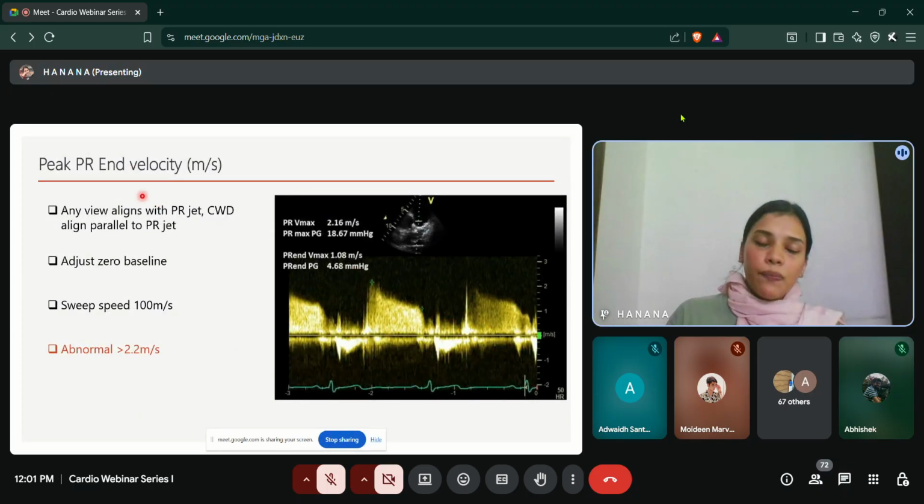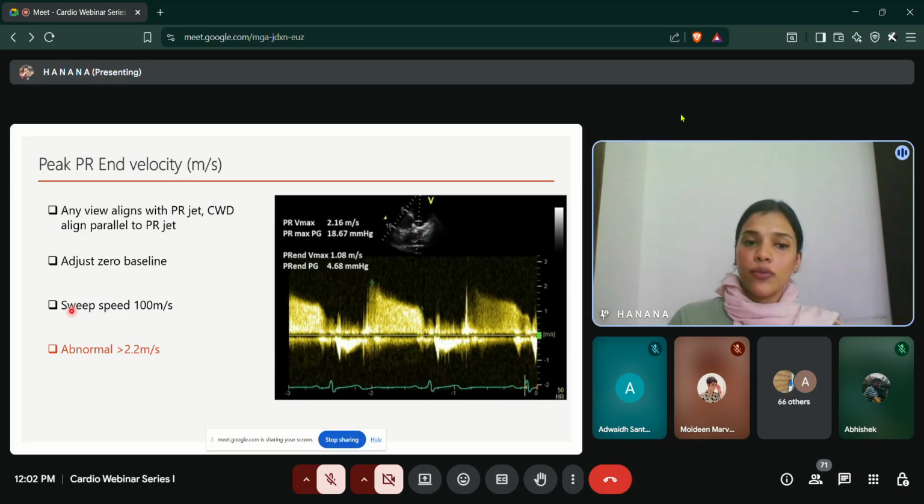Now, likewise for the TR velocity, we can also use the PR end velocity here. Align any view with a PR jet and use a continuous Doppler, which should be parallel to the PR. Here, this view is the pulmonary bifurcation view in the parasternal short axis, and we have placed the pulsed Doppler at 1 centimeter above the pulmonary valve.